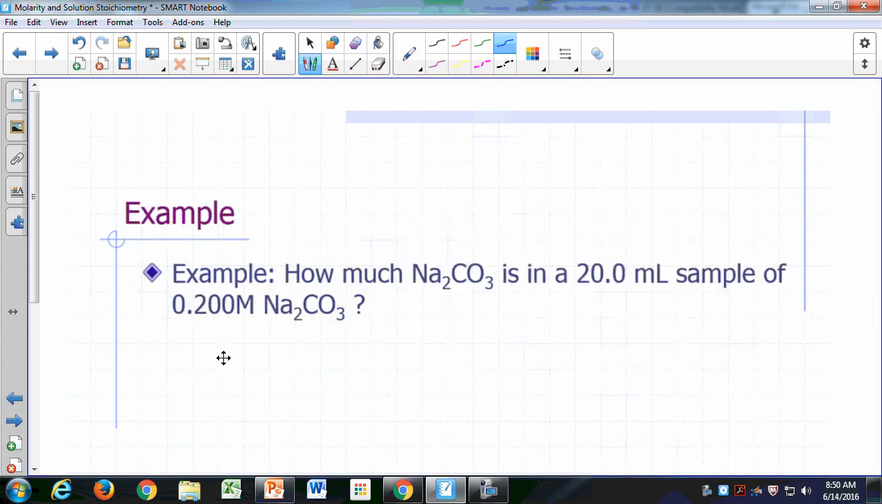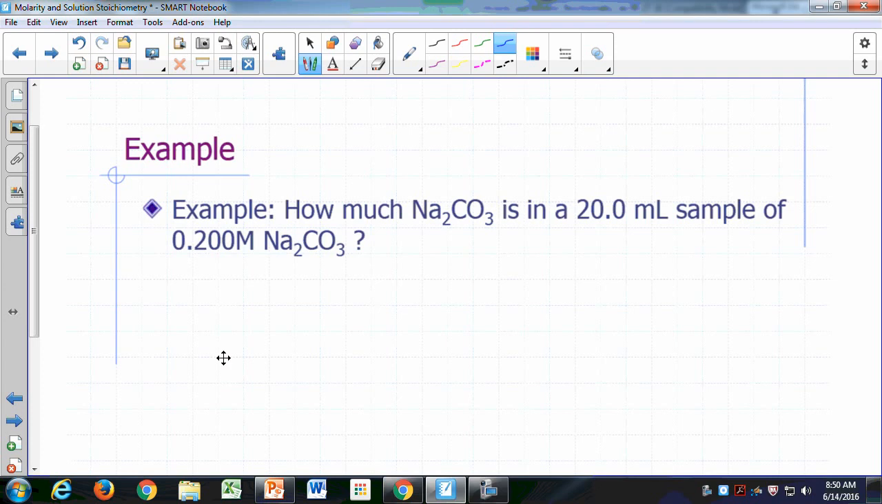So let's look at an example. How much sodium carbonate is in a 20 milliliter sample of 0.200 molar sodium carbonate? You're given the volume and you're given the molarity here, so you have the information to solve for the number of moles. Moles is molarity times volume.